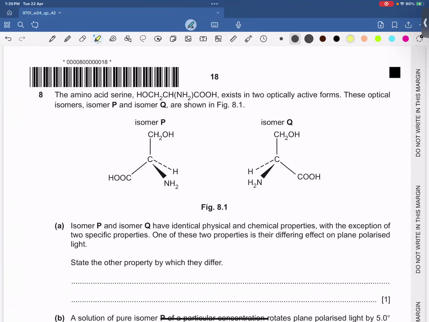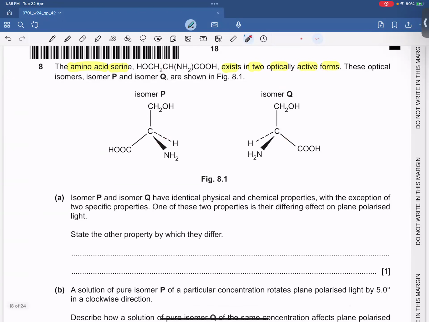Question number 8. The amino acid serine exists in two optically active forms. If serine exhibits optical isomerism, it's because it has a chiral carbon atom, and that chiral carbon atom is represented by this stereocenter. Both of them are mirror images of each other also.